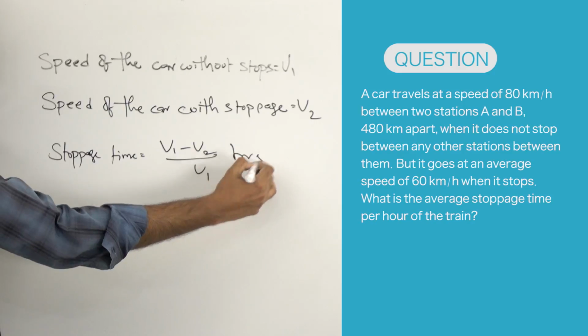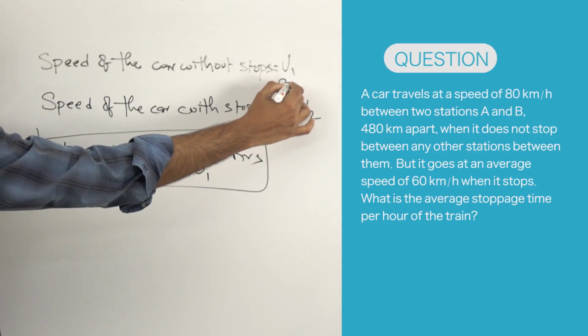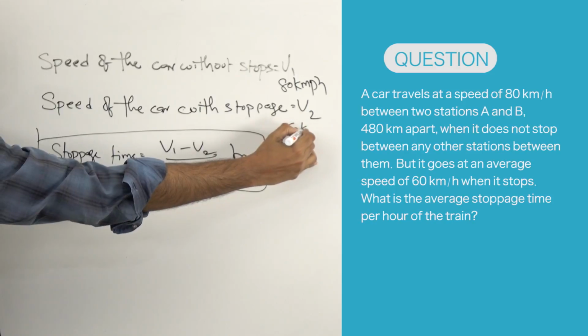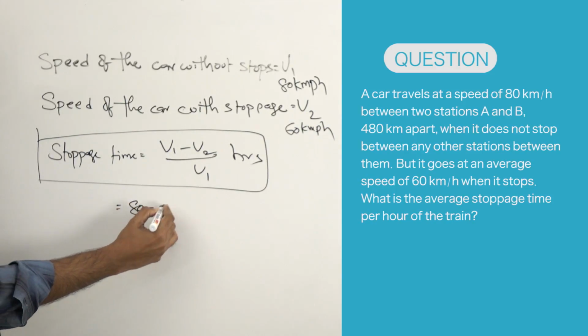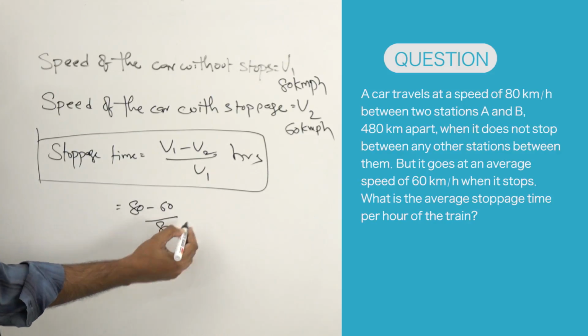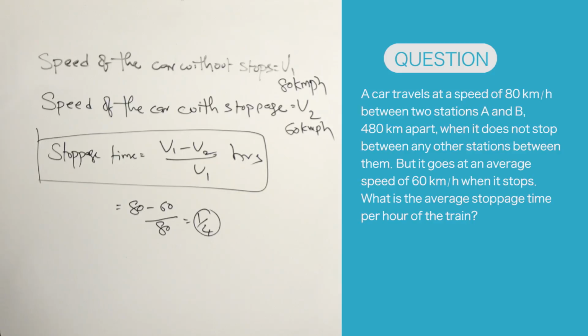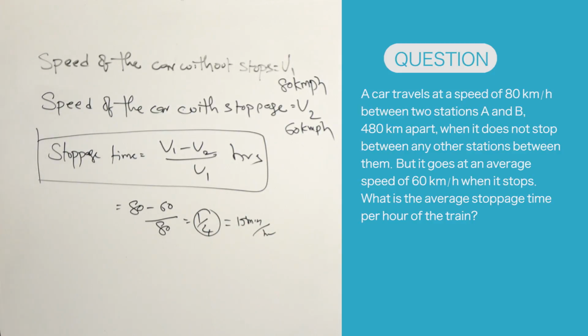It's in hours. So using this formula, if you just look at the question, V1 is 80 kmph, V2 is 60 kmph. Stoppage time is (80 minus 60) divided by 80, that is 1/4 of an hour, that is 15 minutes per hour. So this is how, using the formula, we can find the answer very quick.